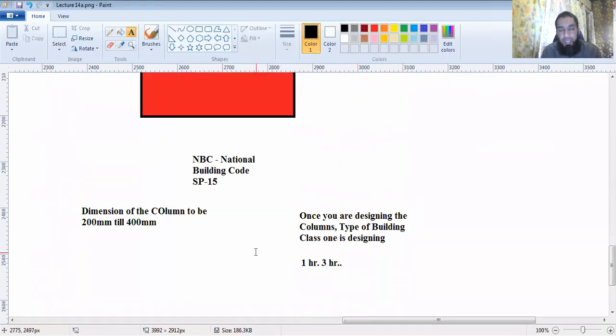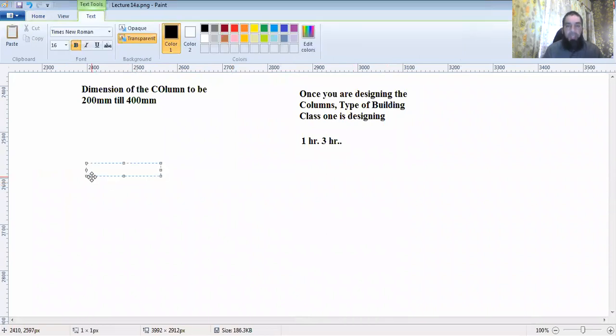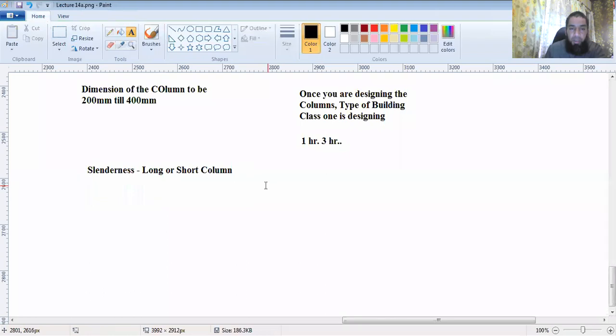Then the second is based on the fire rating of the column. As per that, it's coming out to be 200 to 400 mm. Now the third thing on which we are deciding the dimension of the column is slenderness itself. But whether you are making it a long or short column, do you want it to be a long column or a short column?